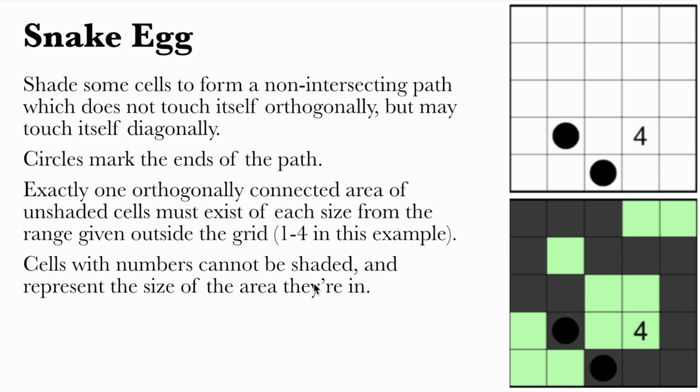Cells with numbers cannot be shaded and represent the size of the area they're in. So that's just saying that this 4 here must be in the region of size 4, wherever it is. This is not a restriction that says we couldn't have another 4 somewhere in the puzzle. It just means that if there were another 4, it would be part of that same 4-cell region. Those are all of the rules of Snake Egg. So let's get solving.